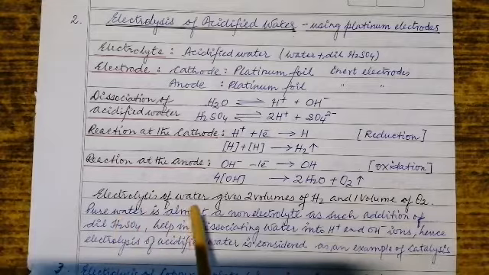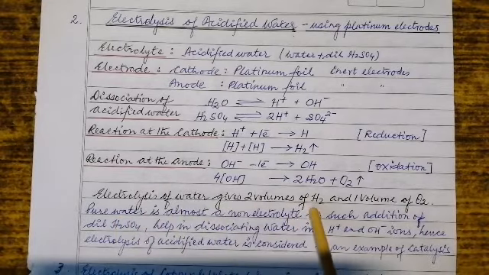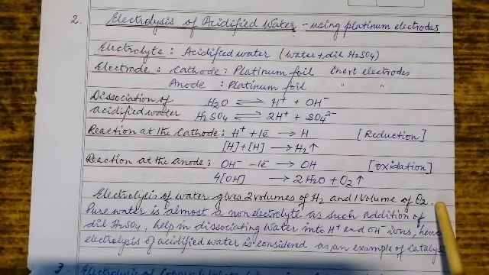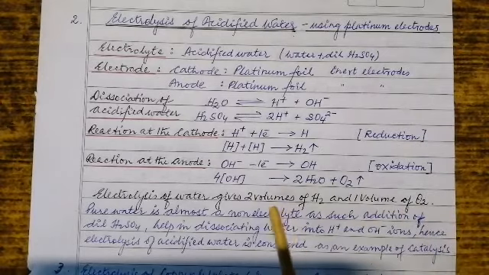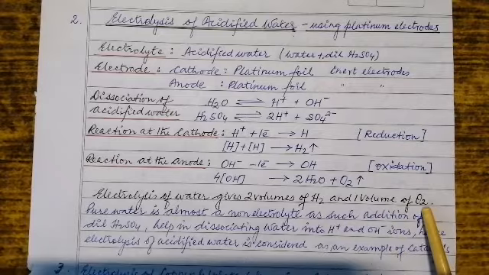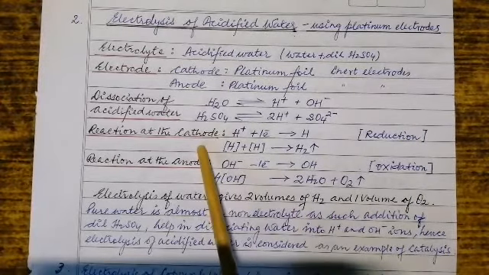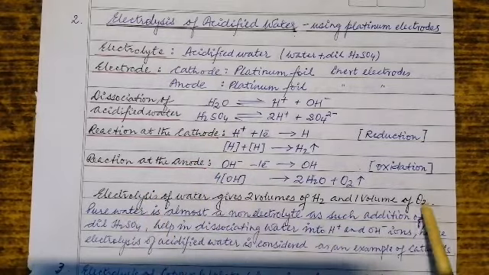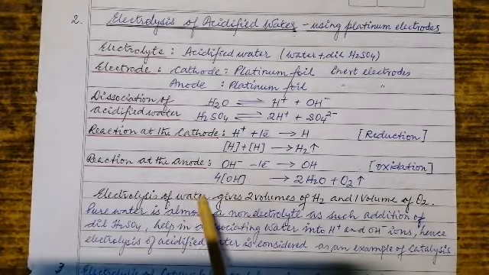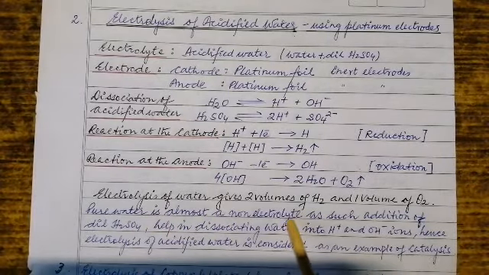Now, electrolysis of water gives two volumes of hydrogen gas and one volume of oxygen gas. So what are the products formed? Two volumes of hydrogen and one volume of oxygen. Hydrogen will collect where? It will collect at the cathode. Oxygen will collect at the anode.